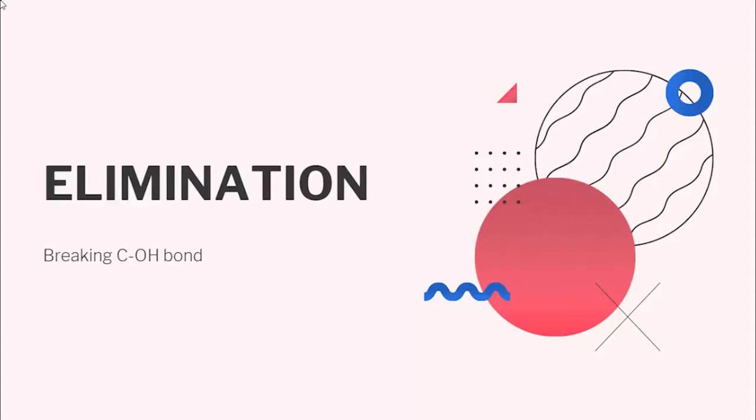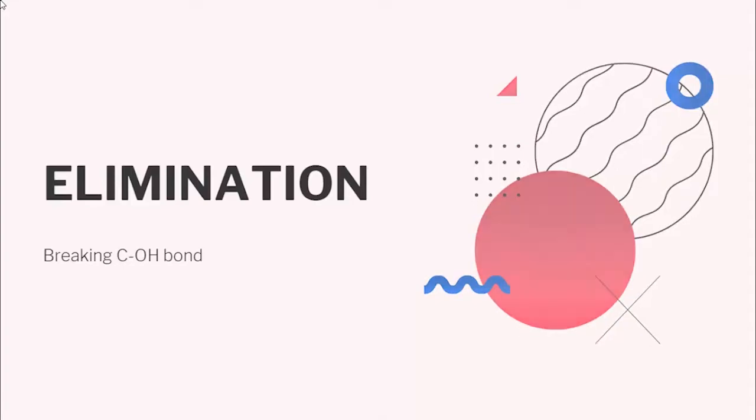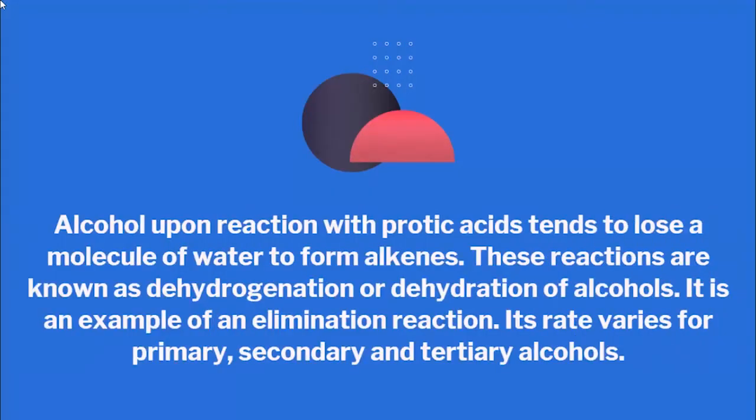Breaking the C-OH bond: elimination. Alcohol, upon reaction with protic acids, tends to lose a molecule of water to form alkenes. These reactions are known as dehydration of alcohol. It is an example of an elimination reaction. Its rate varies for primary, secondary, and tertiary alcohol.